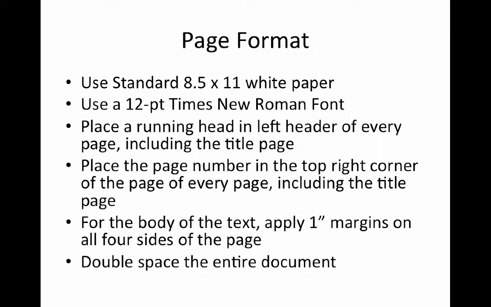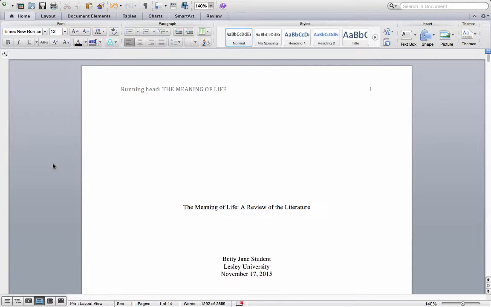Let's see how some of these conventions look when we apply them to an actual paper. What you're seeing here is a sample paper written using APA style. Notice how the paper has the formatting we've already discussed: 12-point Times New Roman font, a running head, properly placed page numbers. The entire document is also double-spaced and has 1-inch margins on all sides.